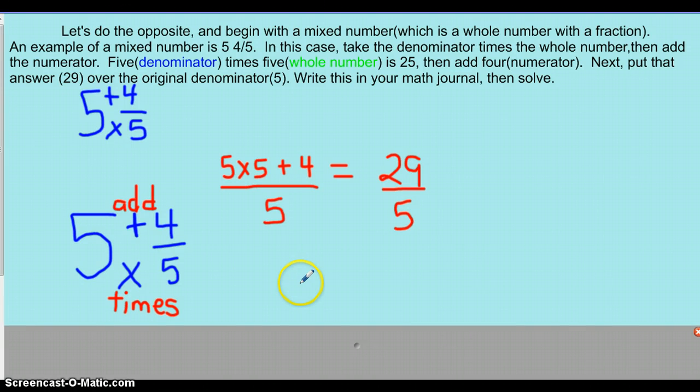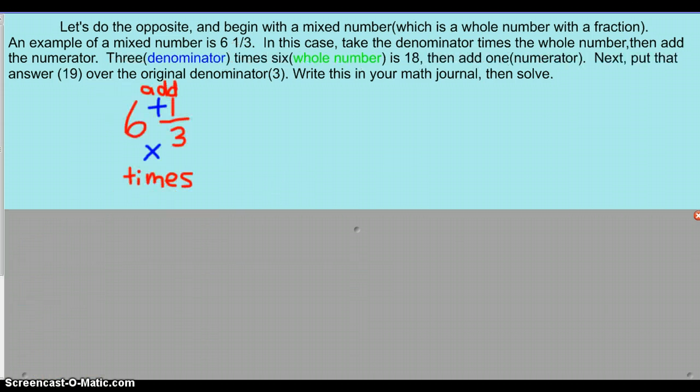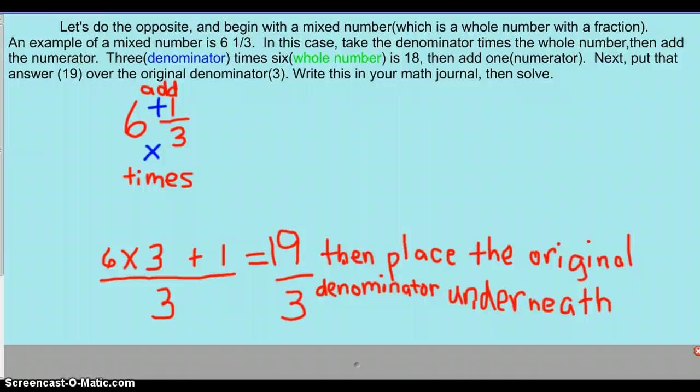These are my favorites. They're so easy to do. I take my denominator times my whole number plus my numerator. And this is my answer, 29/5. I bet that's what you have. Last one, so do it well. Go ahead and pause the video and work on this one in your spiral notebook, then check. Pause the video. Did you get the same answer?